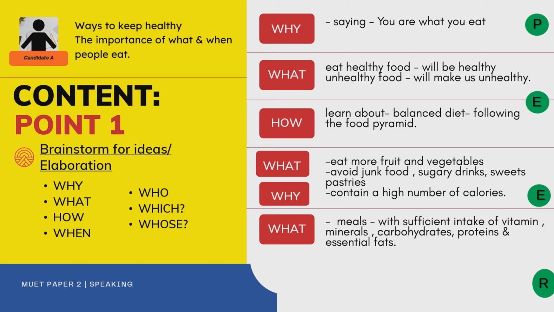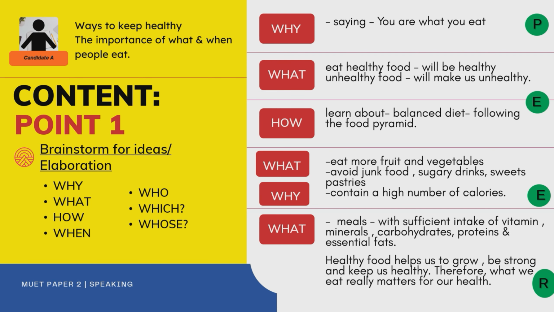Once you have done the example, then you can reiterate. I've given you the full sentence, saying that healthy food helps us to grow, be strong, and keep us healthy. Therefore, what we eat really matters for our health. So this is your reiteration. It's sort of like you re-emphasize or repeat your points.